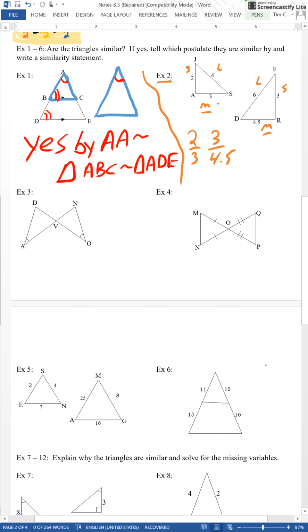Okay. And my large is going to be 4/6. Now I have to simplify. 2/3 is simplified already. When I simplify 3/4.5, I get 2/3 on the calculator. 4/6 is 2/3. These are all equal. So I'm going to say yes.